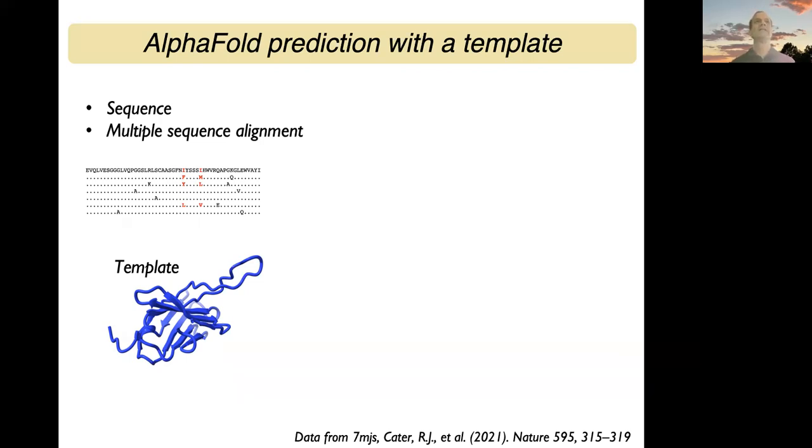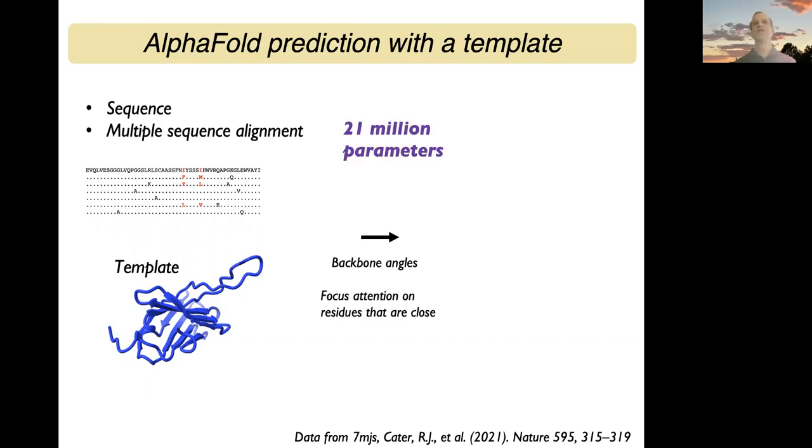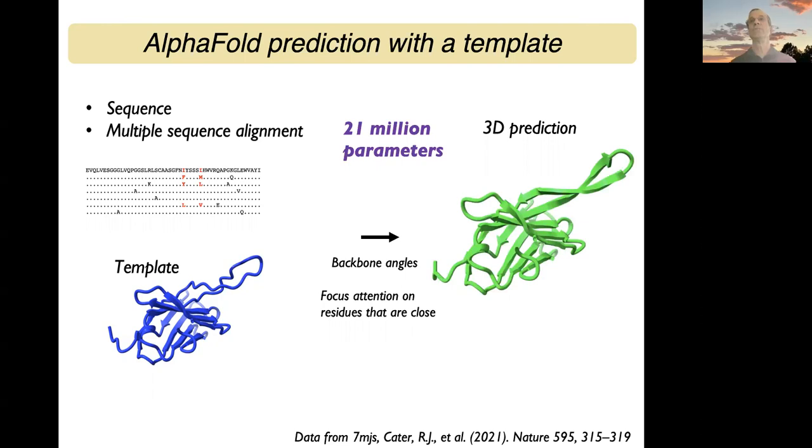And it also indirectly uses the information about what is close to what in this template to allow it to focus attention. So it's going to use those backbone angles, and it's going to focus attention on residues that are close. And in the initial prediction, it wasn't clear what residues are close in that loop. But now we have a better idea about that. And you get a new 3D prediction. And wow, that prediction is very nice.